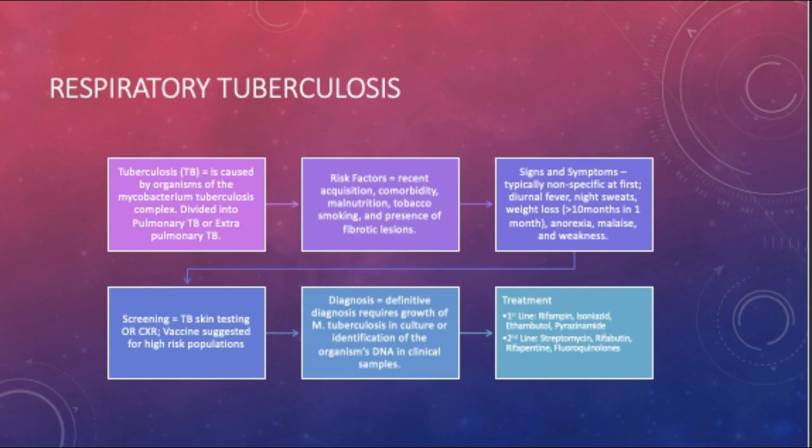And I wrote that wrong on the slide. So it should be greater than 10 pounds in 1 month, and they're not trying, okay? They're going to be dealing with some anorexia. They're going to be tired. They're going to be weak. These are all just common non-specific signs and symptoms of TB.